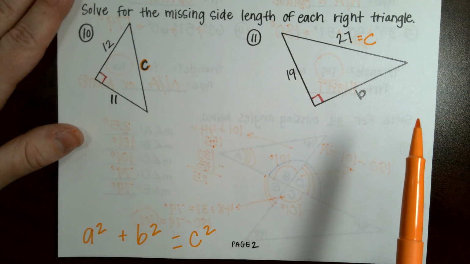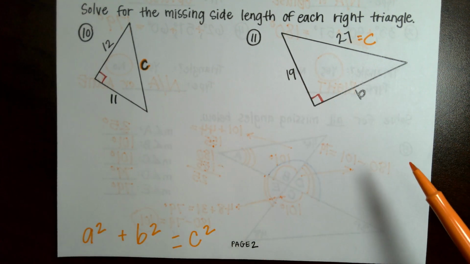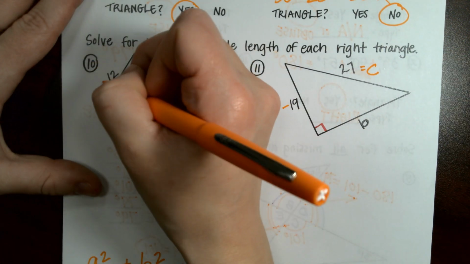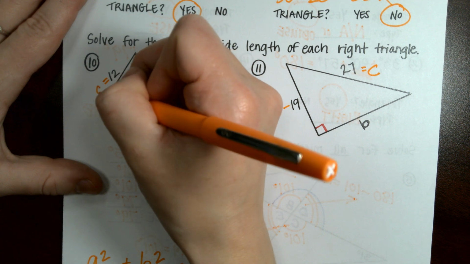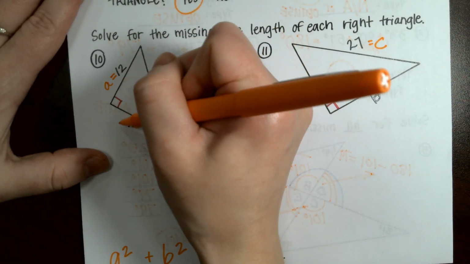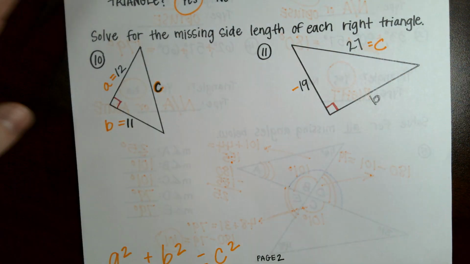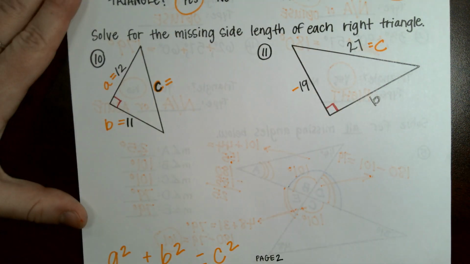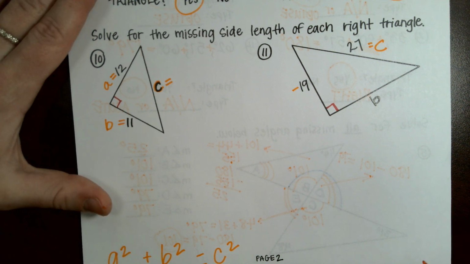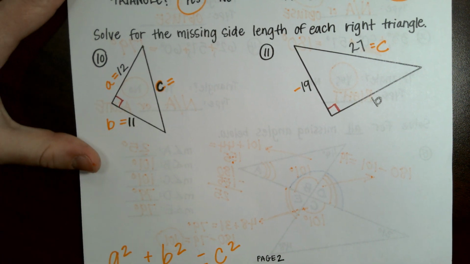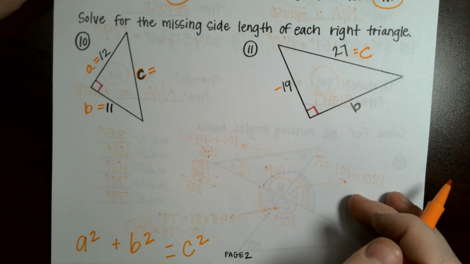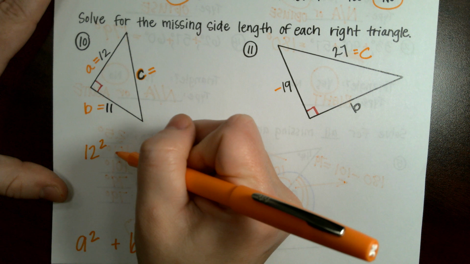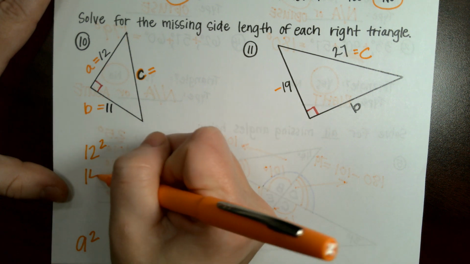The other sides, it doesn't matter which one you put as A or B, but I'm going to label them. I'm going to look at number 10. I'm going to call 12 my A, and 11 my B. C, I don't know. So how should we set up this equation? You would do A squared, so you would do 12 squared, and that is 144.